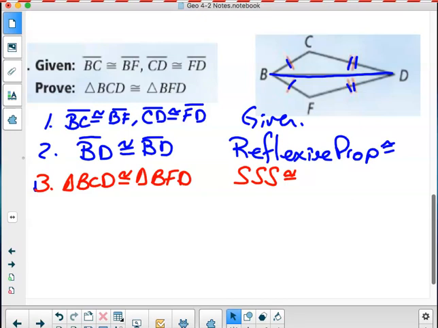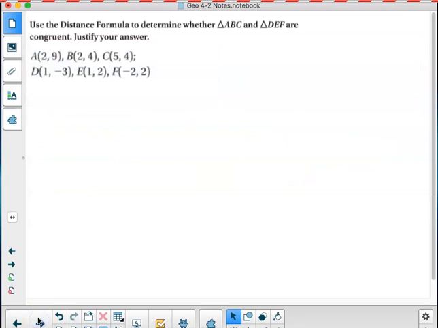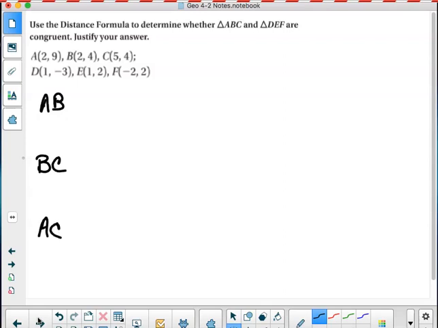All right. Next thing, how do we use this in other things? Okay, we have this problem: use the distance formula to determine whether triangle ABC and triangle DEF are congruent and justify your answer. So here's what we're gonna do. You're gonna find AB, then you're gonna find BC, then you're gonna find AC. Okay, that's triangle 1. So get after it.